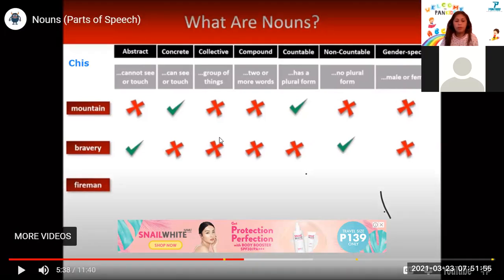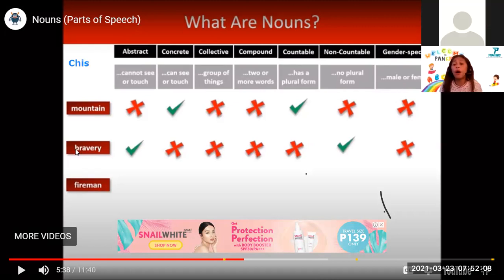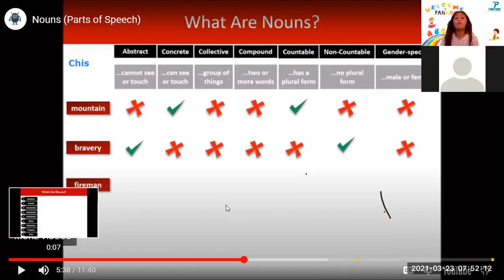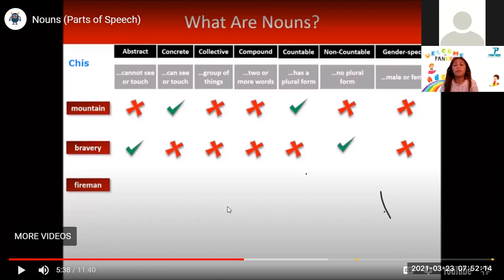Okay, look at this one. Bravery. Teacher is brave. Bravery is a category of common noun. This is the category of common noun, Uyen. Okay, Uyen, what is that?